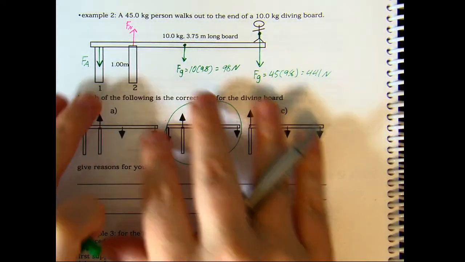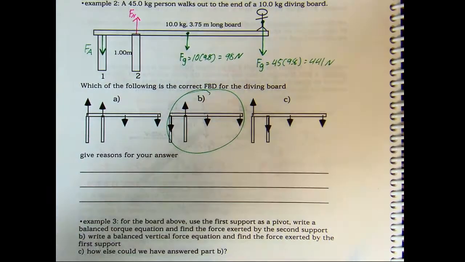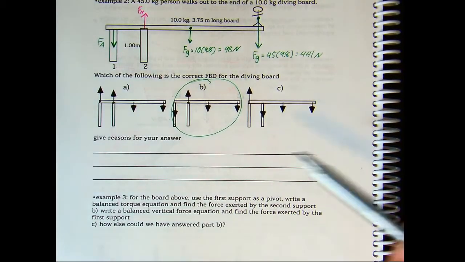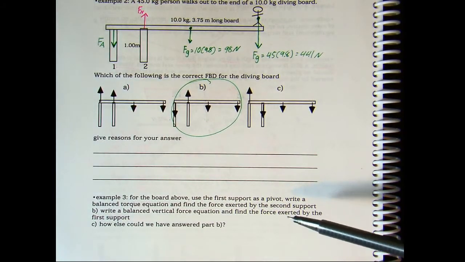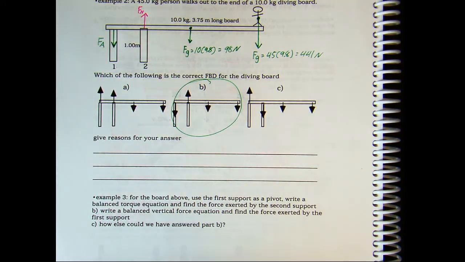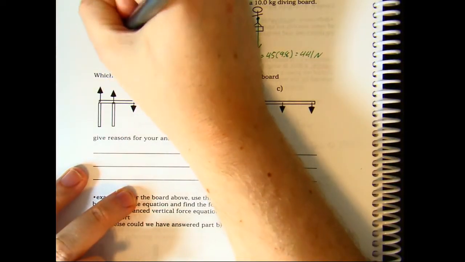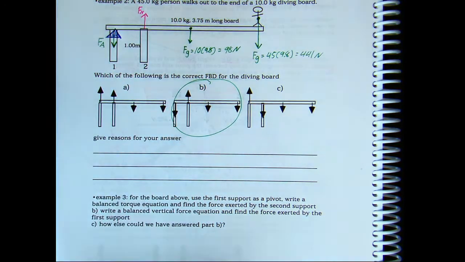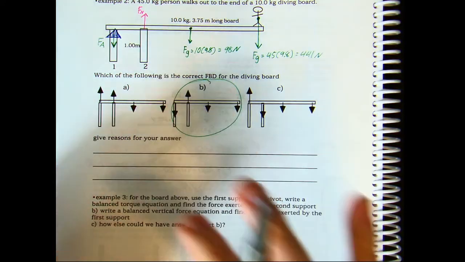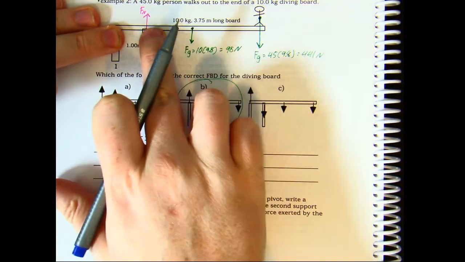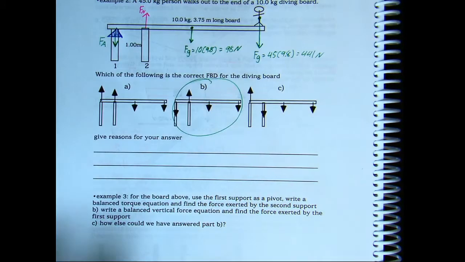The reason I went through and actually did all the calculations is because example 3 is coming. We'll zoom this out a little bit here. Example 3 says, for the board above, use the first support as a pivot, write a balanced equation, and find the force exerted by the second support. So in this particular question, they've told us what they want to do. They want this to be the pivot. And so we can use that as the pivot to eliminate this force, and then use torques to find the normal force based on the other two, if that makes any sense.